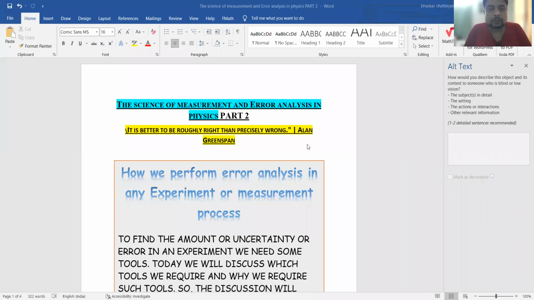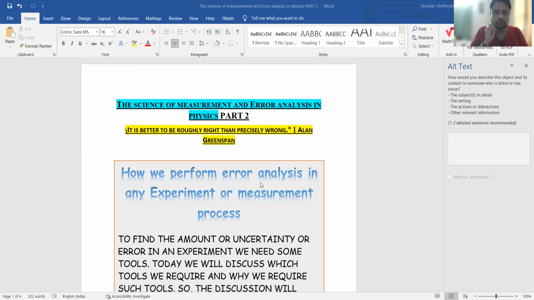Hello, in this section of the science of measurement and error analysis, this is part 2. We are going to learn how to perform the error analysis in any experiment or measurement process.